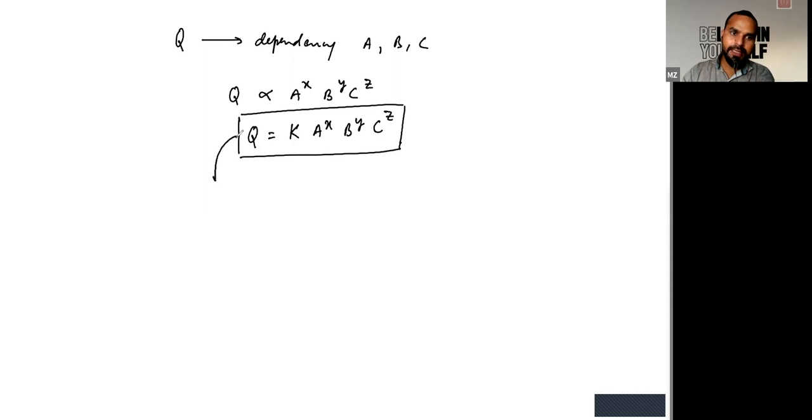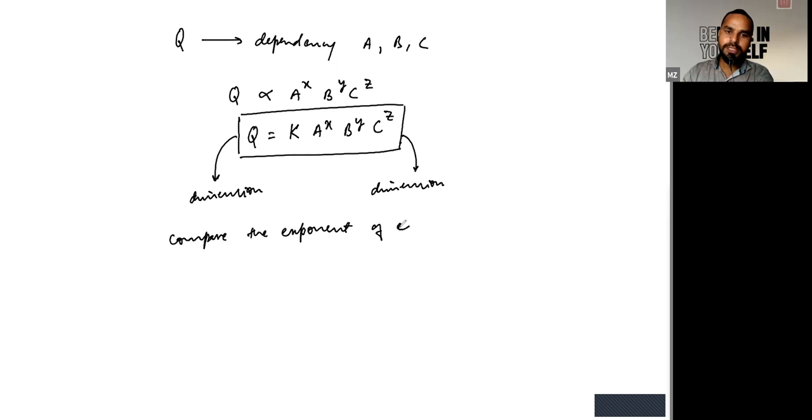Now from this, write the dimension of Q. Similarly, the dimensions of A, B, C raised to X, Y, Z respectively. Now compare the exponent of each part. It means the exponent of M on the left hand side and the exponent of M on the right hand side should be equal. Similarly, the exponent of L, and similarly the exponent of T as well. On comparing, you will get the values of X, Y, Z. Is it clear?